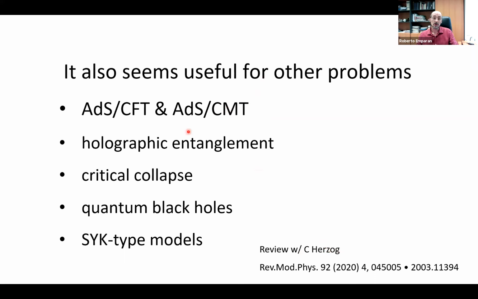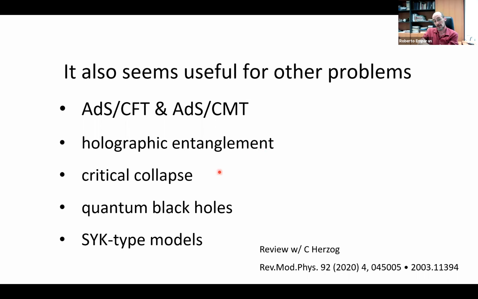There's also been work on capturing holographic entanglement, like Ryu-Takayanagi extremal surfaces, things that are very much studied these days from the point of view of string theory and holography. Veronika Hubeny, Mukund Rangamani, and collaborators wrote a very nice paper on this.